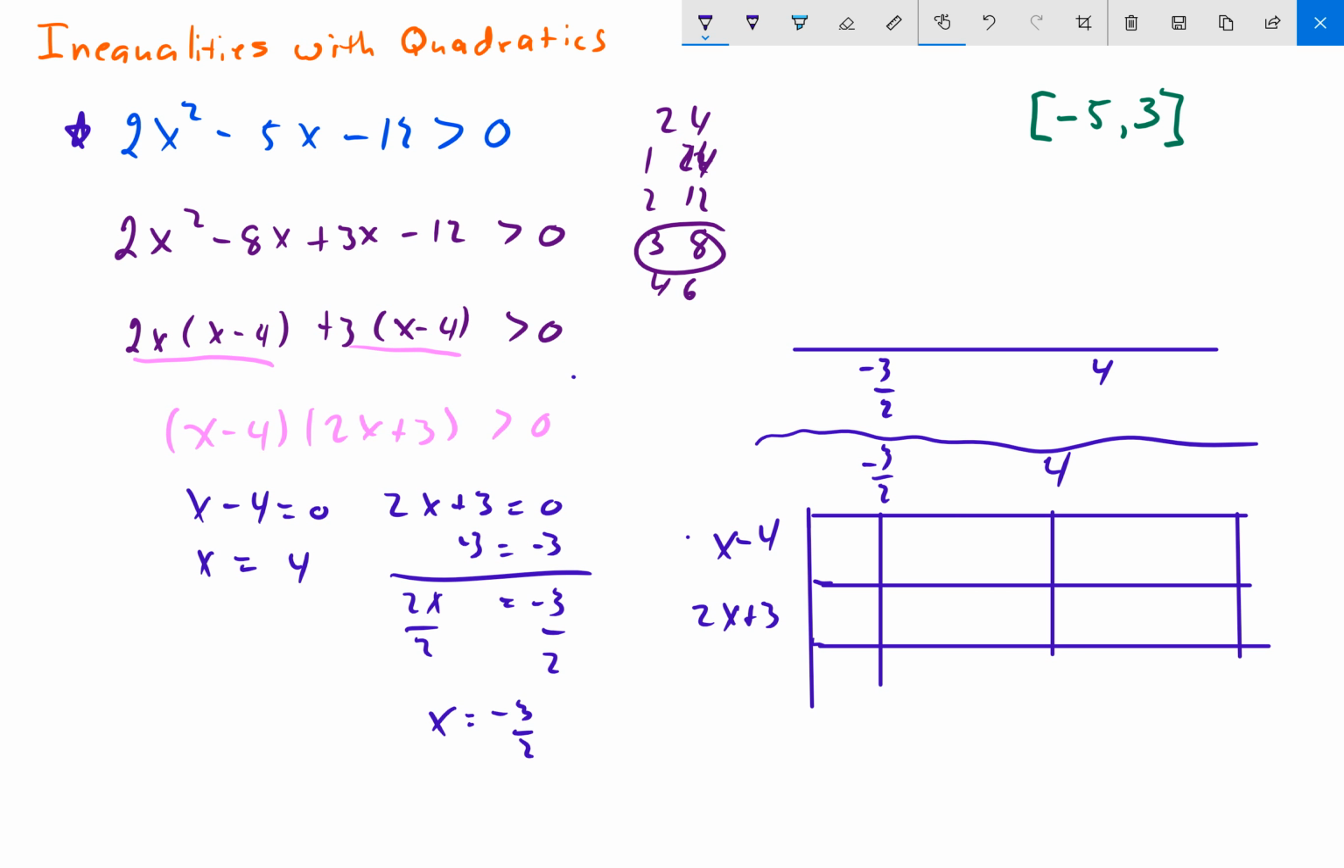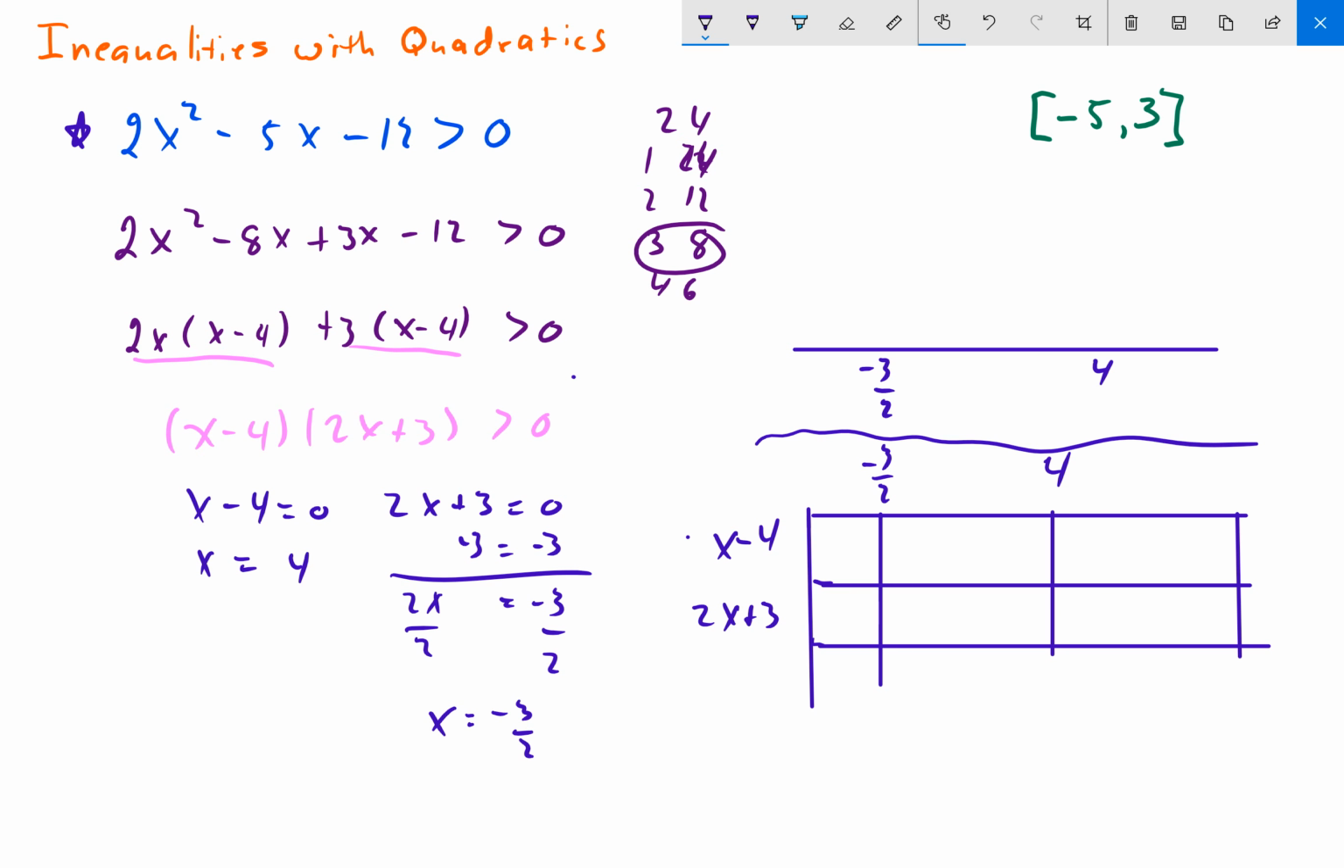Now, I'm going to pick some value that's less than negative 3 halves. And the nice thing about this is you can really pick anything that's less than negative 3 halves. So I'm going to say, how about negative 6? And if x is negative 6, that's going to represent everything that's less than negative 3 halves. So negative 6 and a negative 4 is a negative 10. 2 times negative 6 is a negative 12, and negative 12 and a positive 3 is going to be negative. And when I multiply a negative and a negative, I'm going to get a positive. Now that's good because I want my answer to be greater than 0. And anything greater than 0 is positive.